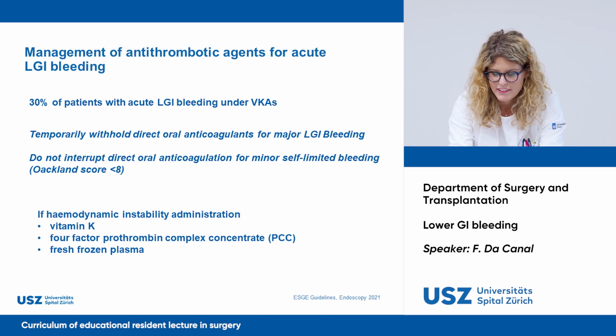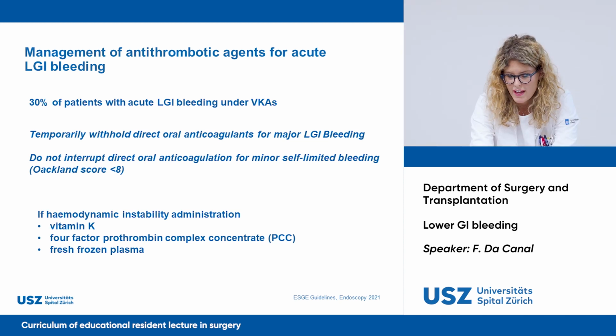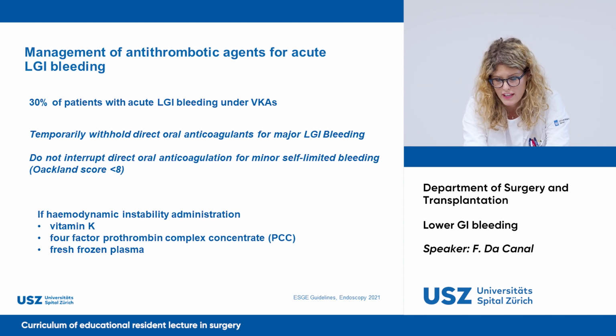Anticoagulant and antiplatelet use is reported in up to 30% of patients with acute lower GI bleeding, and temporary withholding of the oral anticoagulants and antiplatelets at presentation in patients with a major bleeding is suggested. For a minor self-limited bleeding with an Auckland score less than 8, the anticoagulation therapy doesn't need to be suspended.